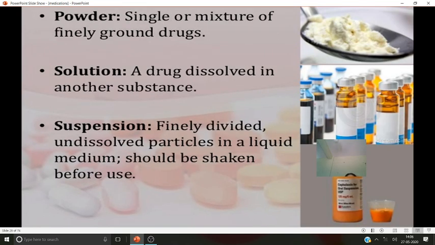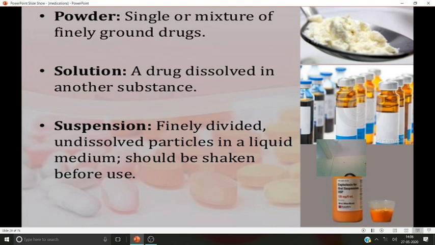Then powder. Powder is a single drug or a mixture of finely ground drugs. That is the powder. Then coming to the solution, which is also a form of medication. A solution is a drug dissolved in another substance. In the figure you can see the solution in a bottle container, the drug present inside the bottle dissolved in another substance. So it is a solution.